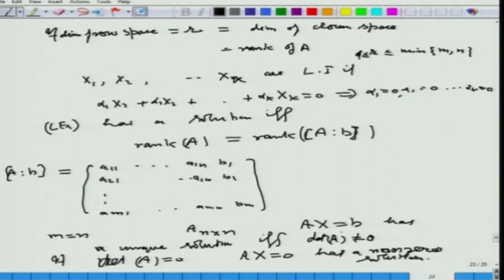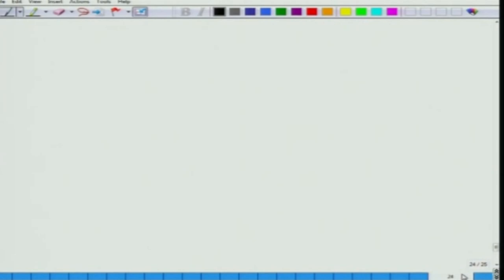So, these two are associated: Ax equal to b when b is not 0, and when we take b equal to 0, this is the associated homogeneous system for this non-homogeneous system. We can summarize it like this: we have Ax equal to b, and the associated homogeneous system is Ax equal to 0. So, Ax equal to b has a unique solution if and only if this homogeneous system has x equal to 0 as the only solution, x equal to 0 being anyway a solution.